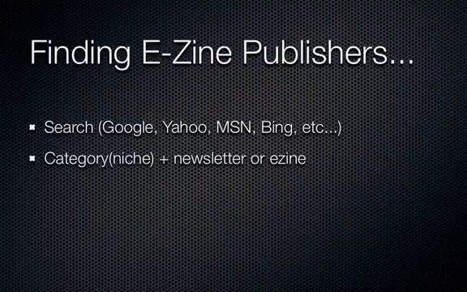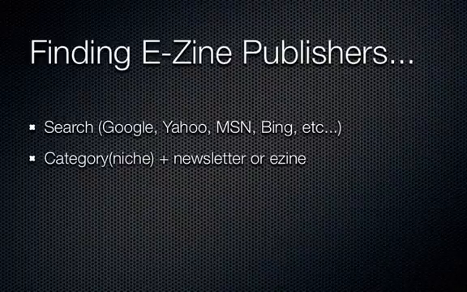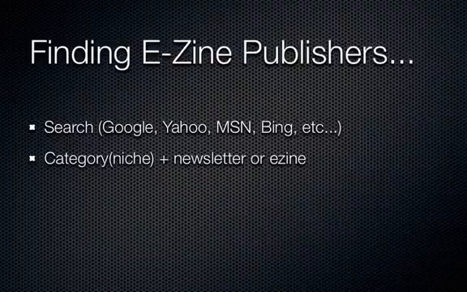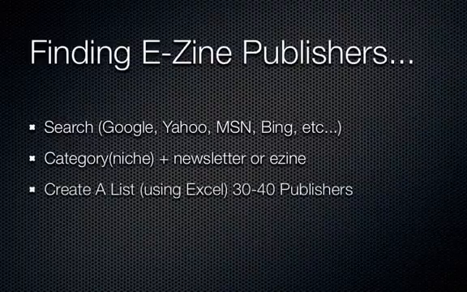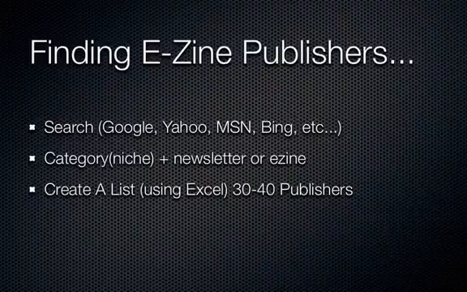So we're gonna search for a particular niche, and our goal is to find a newsletter publisher or an e-zine publisher in that particular field. And I'm going to show you how to do this here in just a second. And then what we're going to do is create a list, I recommend using Excel software, of about 30 to 40 publishers.